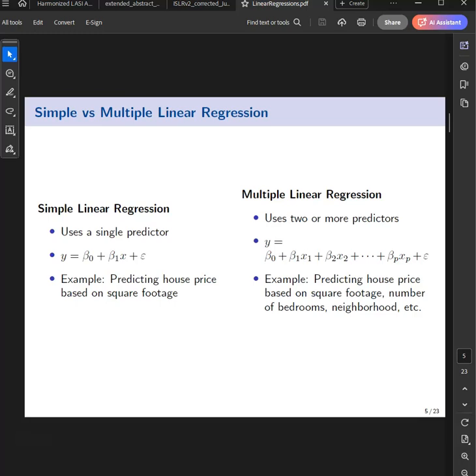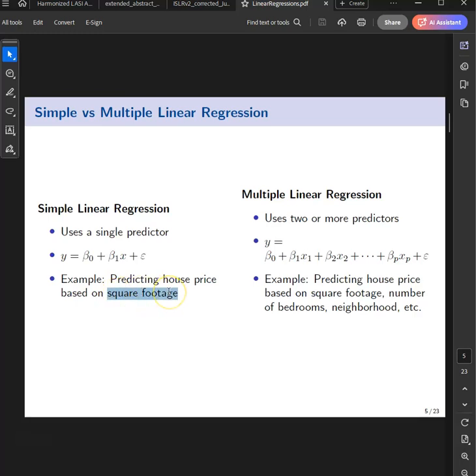Linear regression comes in two main flavors, so to speak. One is what we call simple linear regression, which uses just one single predictor. And the other is multiple linear regression that uses two or more predictors. So think of this house price example. If you want to fit a simple linear regression, we would regress price on just one predictor, which in this case is square footage.